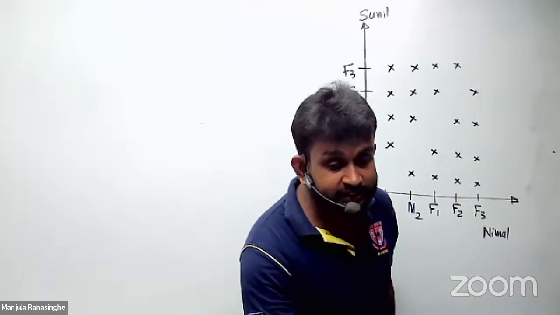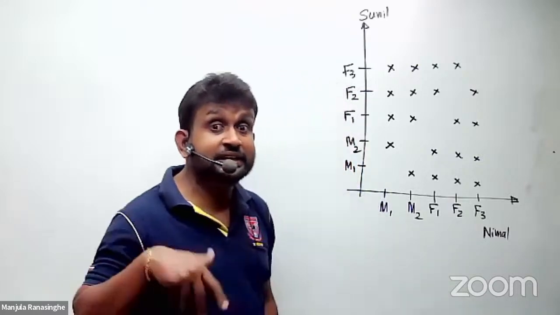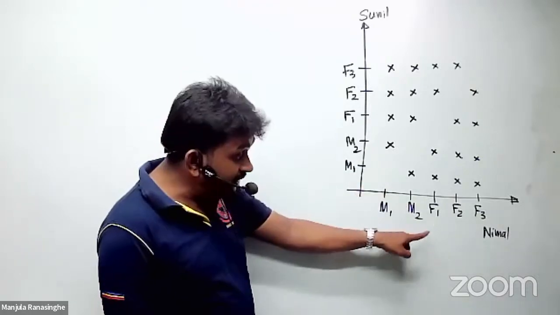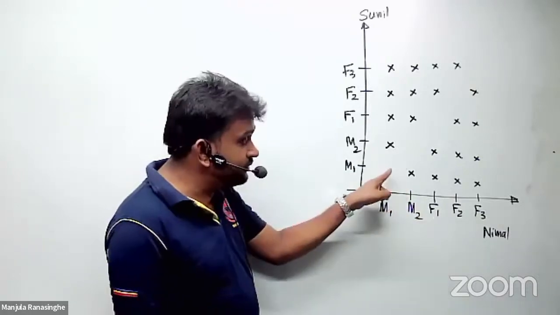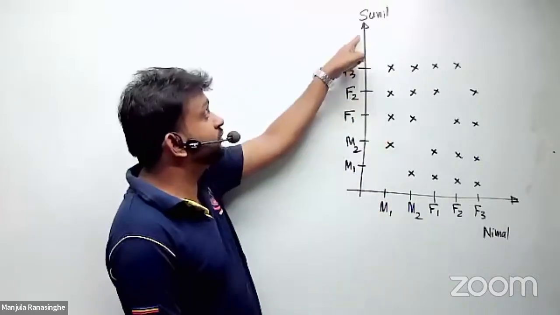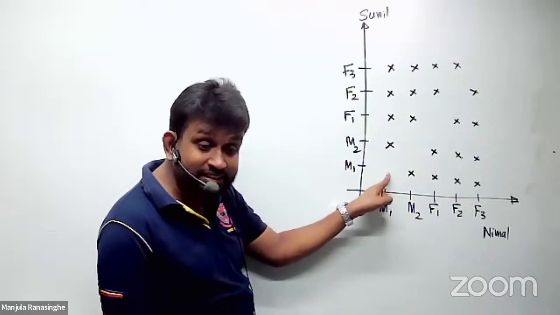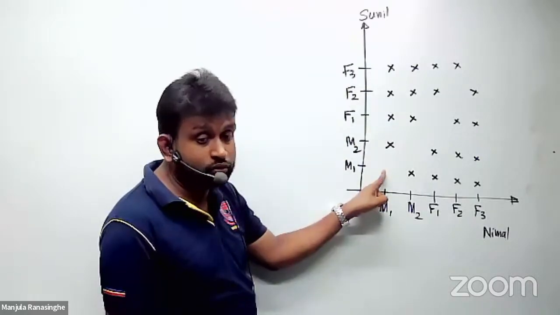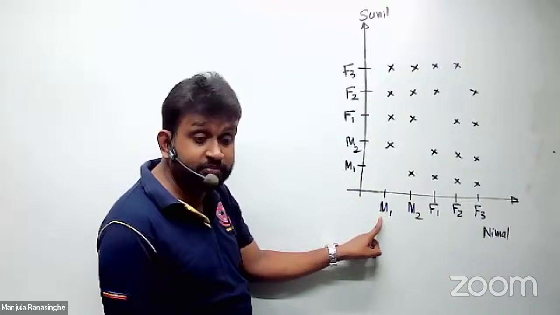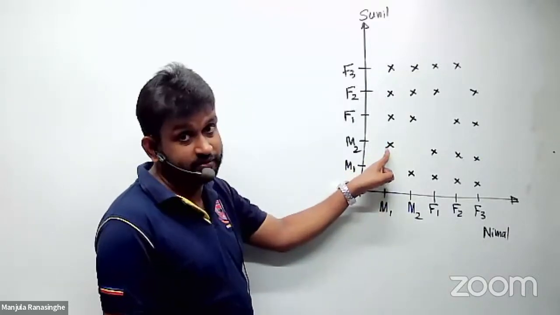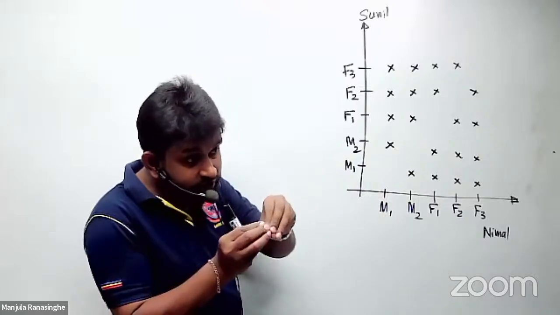Right. Then two animals are given to these two people. If we give the animal M1 to Nimal, this is Nimal's axis, so that is not available to give to Sunil. That is why this is blank. This incident cannot happen. But if M1 is given to Nimal, M2 is available to Sunil, right? The same animal cannot be given to both.